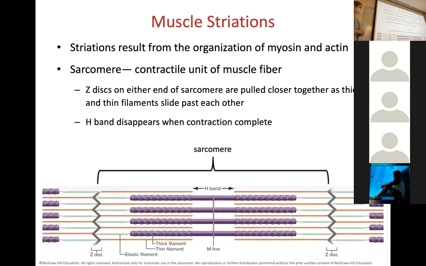So the sarcomere is the contractile unit. There's a bunch of these all along a muscle cell that are all contracting, hopefully at the same time, to allow the overall muscle organ as a whole to contract.